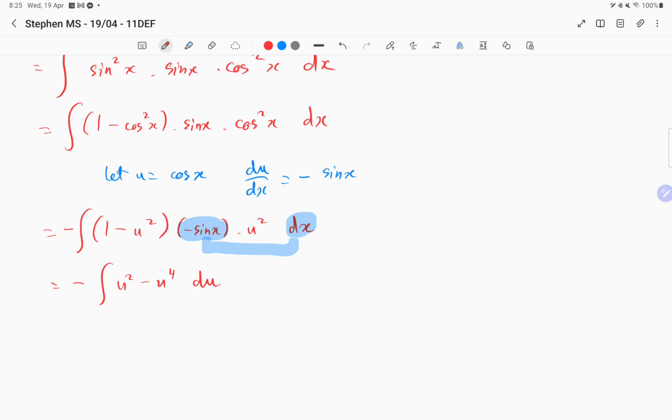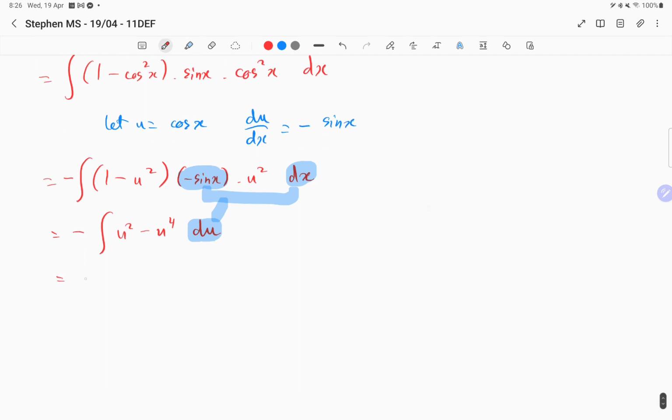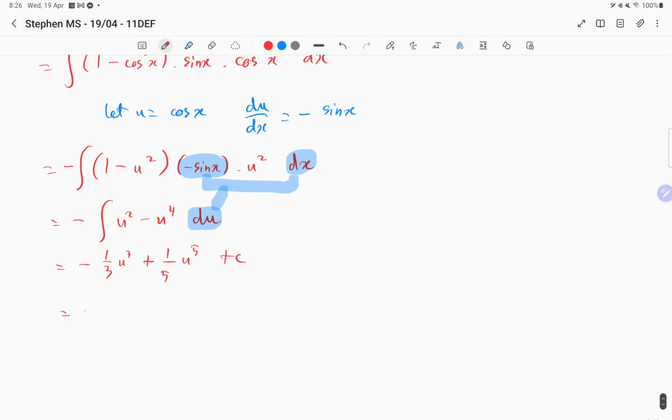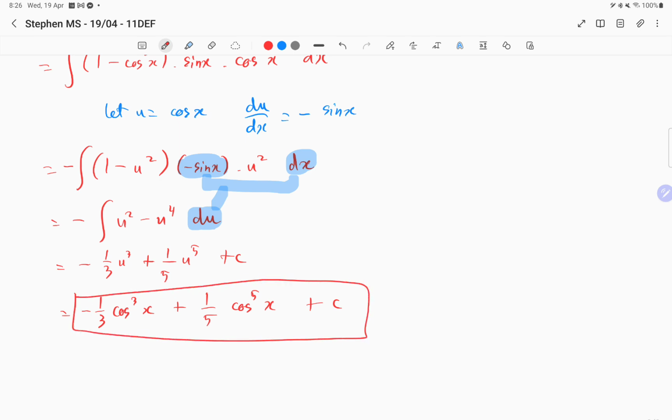Yeah? Because those two things turn into du. So that would be minus of 1 over 3, and I'll just times the minus back in. So 1 over 3 u cubed plus 1 over 5 u to the power 5 plus c. But now u is cos x, so it's just minus 1/3 cos cubed x plus 1 over 5 cos to the power 5 x plus c. We already antiderived it.